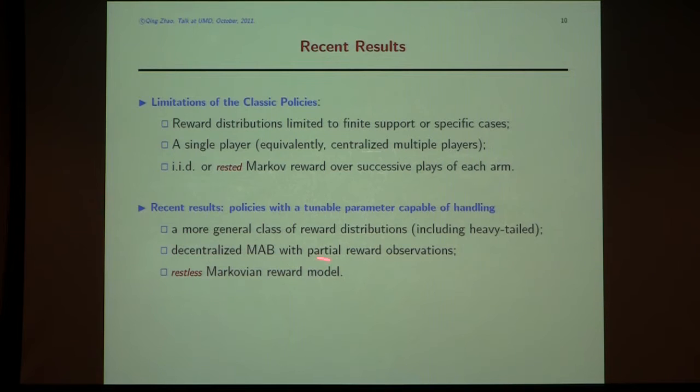And we also want to handle the so-called restless Markov reward model, which means the reward state of each arm is changing in a Markov way, that's the memory, and even when you're not playing it, the state will still continually evolve according to a potentially arbitrary random process. And we don't know the model of the dynamics. So we want to see whether we can extend the classic result to handle these more general models. So we will consider this one by one. Let's first consider how we extend the classic policies. I'll propose a new policy that can handle a general class of reward distributions.